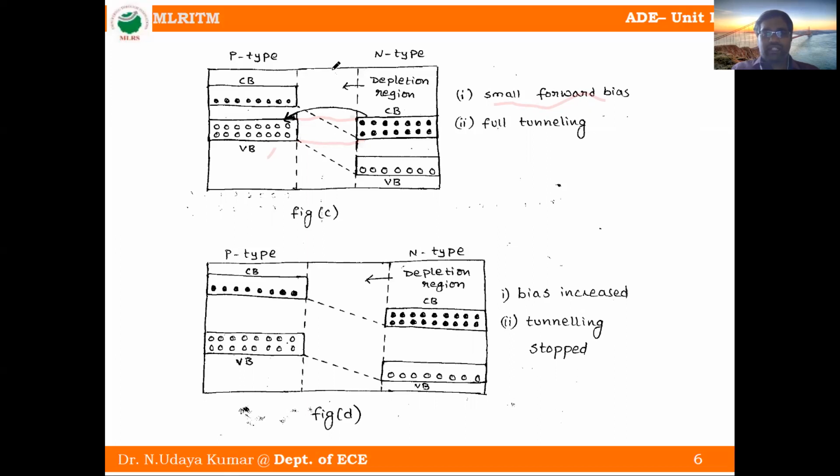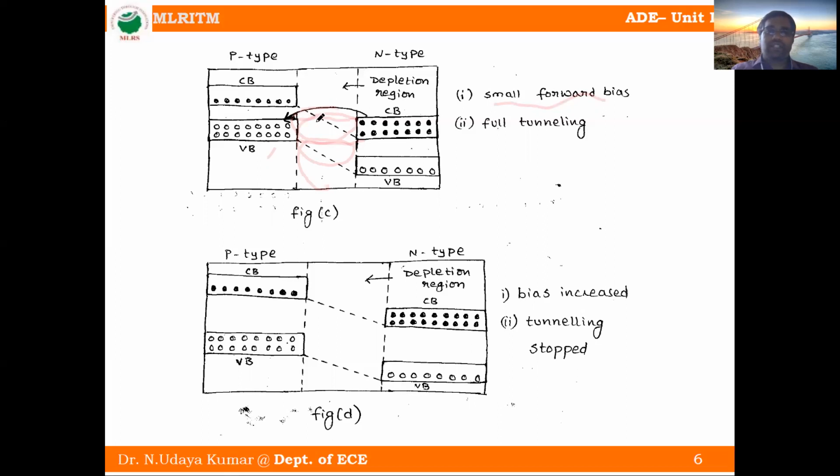We know that in a tunnel diode the depletion layer is very thin, like a hair's width. So electrons easily move from the conduction band to the valency band. Instead of crossing, it penetrates. It penetrates like this, because it is very thin, like a hair's width. So in this situation, current is very high.